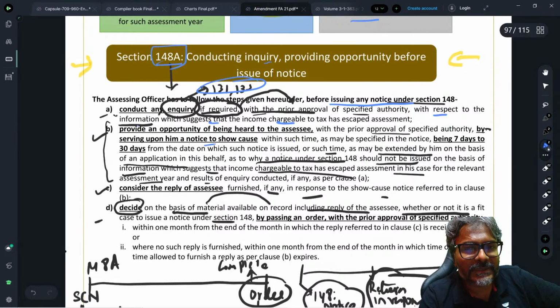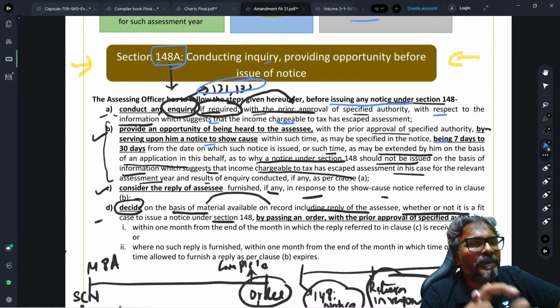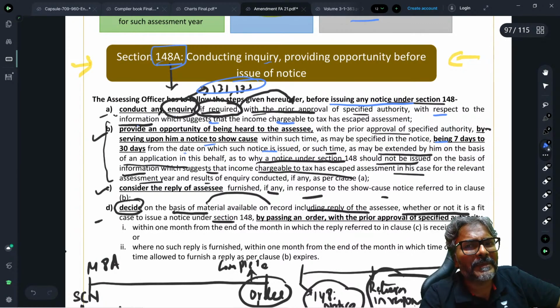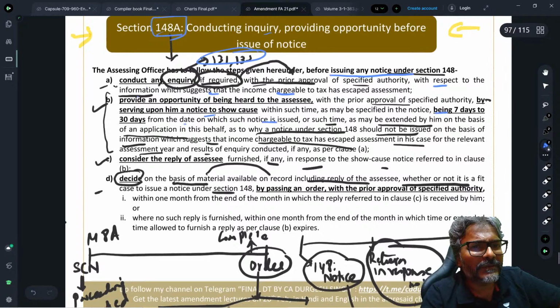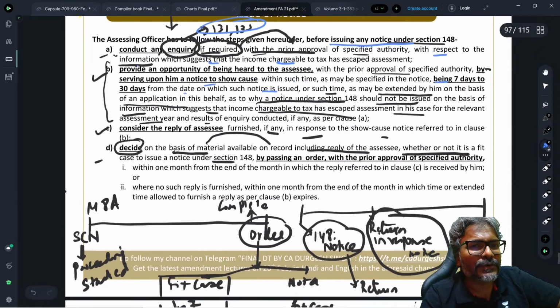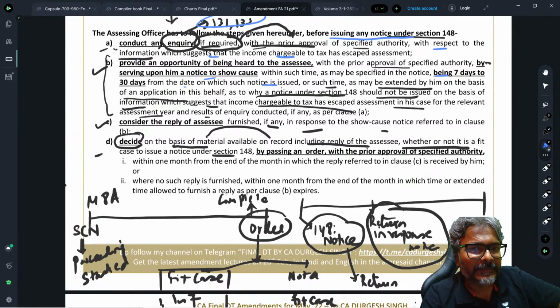So a show cause notice should be given, and in that show cause notice, students, the time limit for the assessee to explain should be 7 days to 30 days. An MCQ-based question can come on this time limit. So within how much time does the assessee need to reply to this show cause notice? 7 days to 30 days from the date on which the notice is issued, or such time as may be extended by him on the basis of the application, as to why the notice under 148 should not be issued on the basis of the information. Okay.